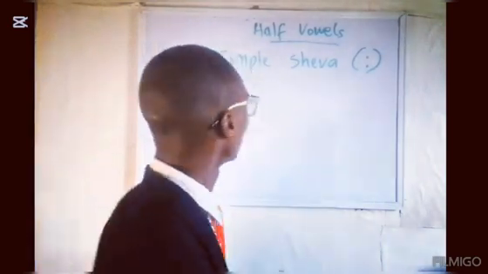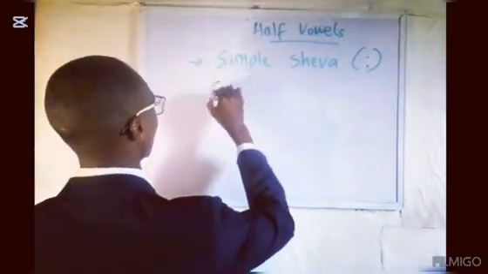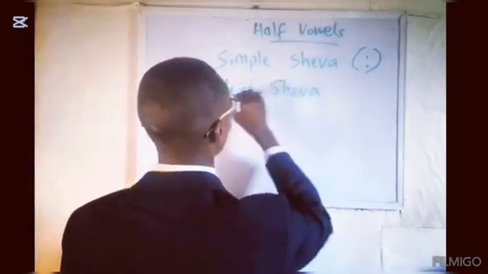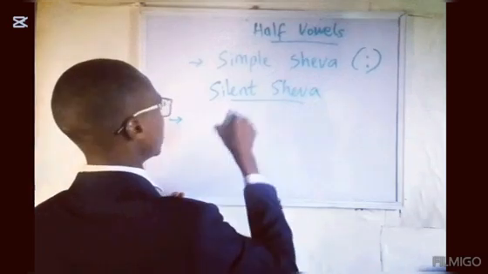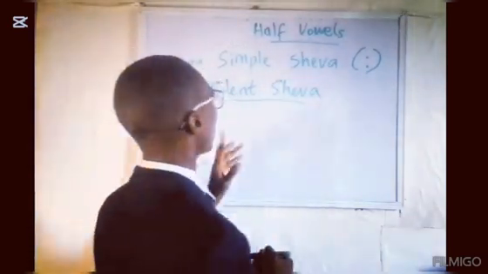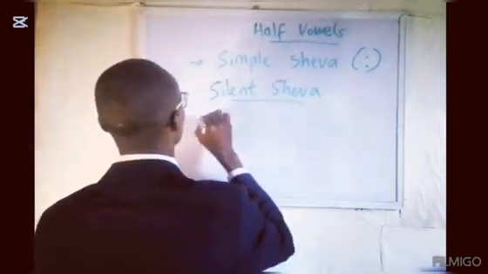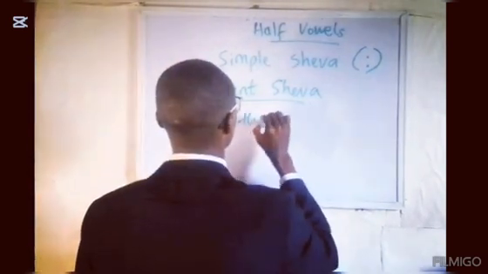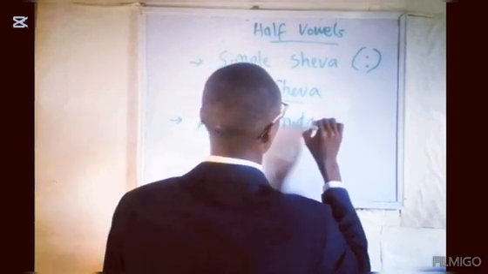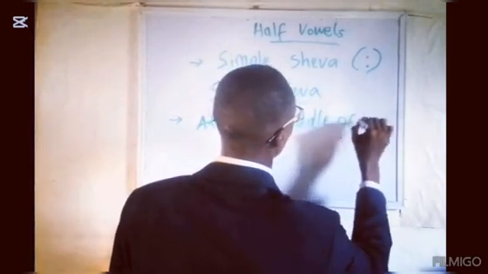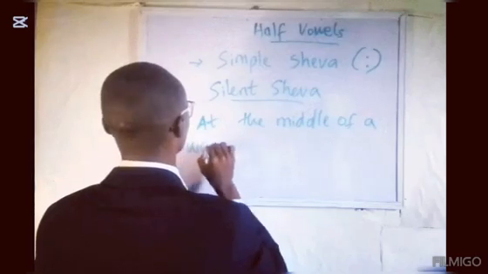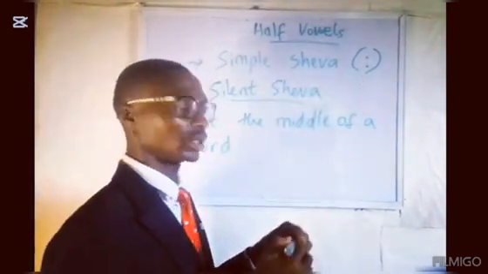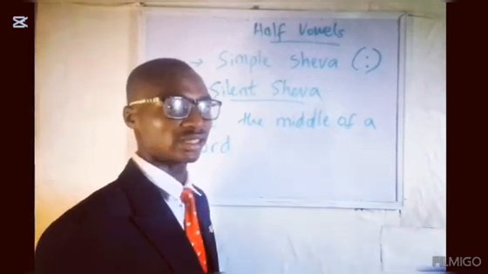First, under the silent sheva: the sheva is silent when it is in the middle of the word. When sheva is seen at the middle of the word, then it is silent.